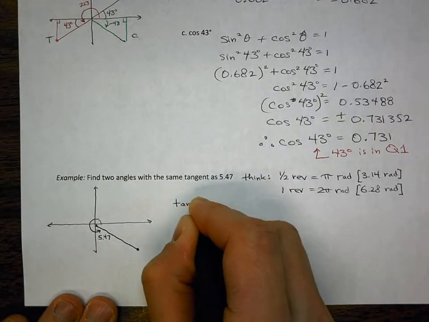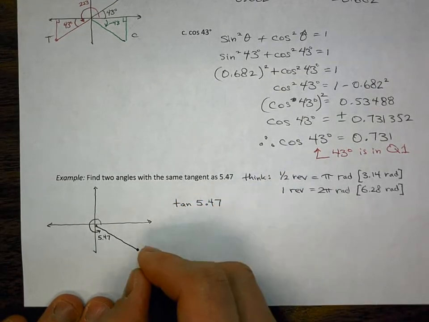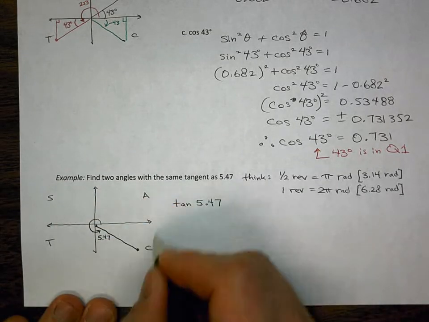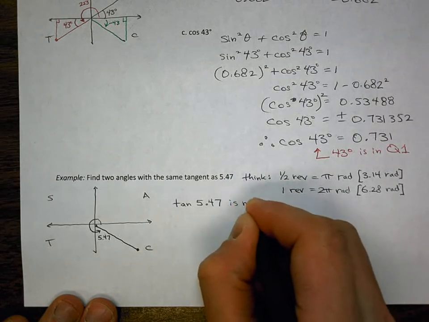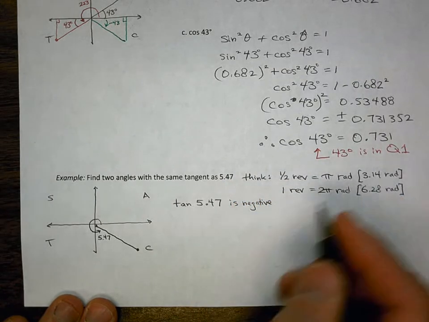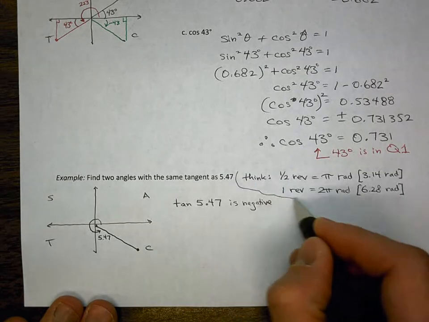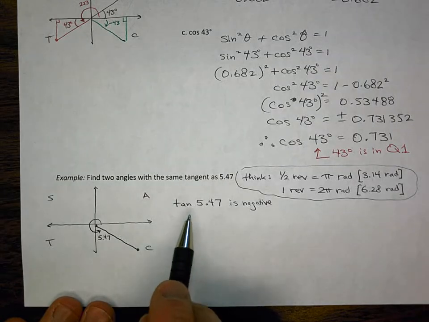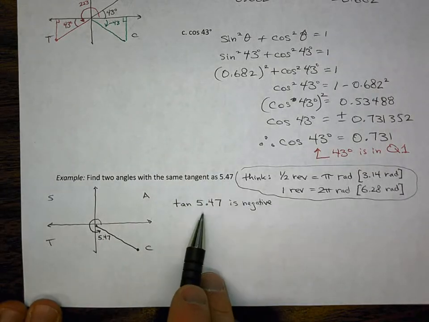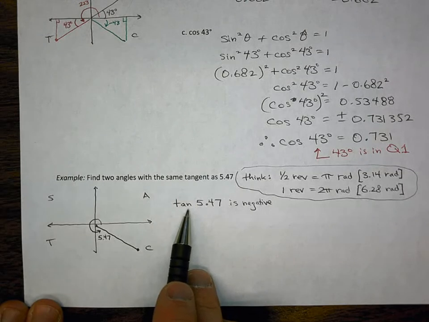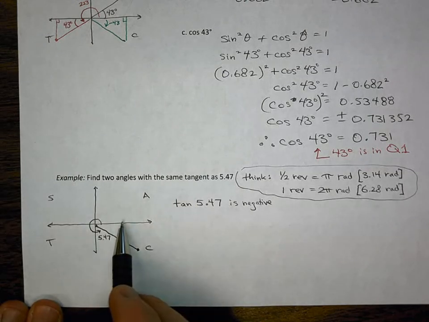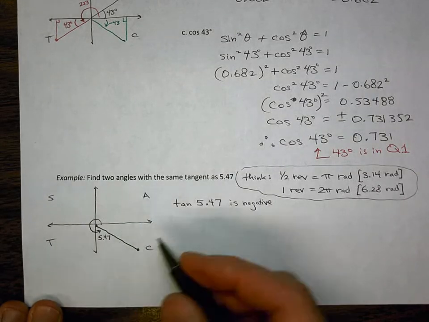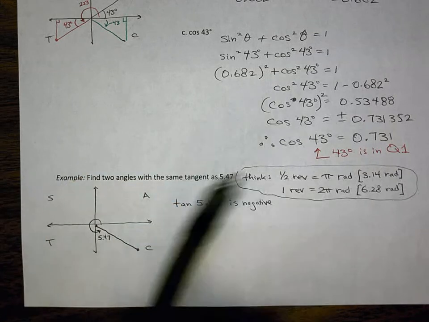Well, if you think about it, tan 5.47, this is the CAST rule, C-A-S-T, tangent is negative. I'm going to put this off to the side here. So I need to find two angles where tan is negative. Well, tan is positive here, it's positive here, so it's only negative in this quadrant. So what I need to do is draw the terminal arm in this quadrant.